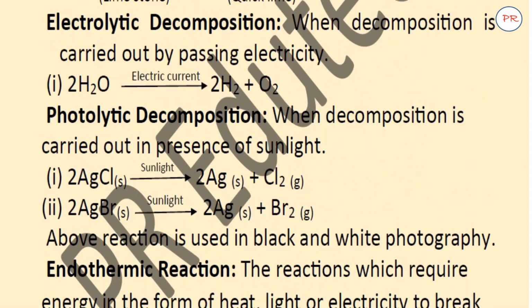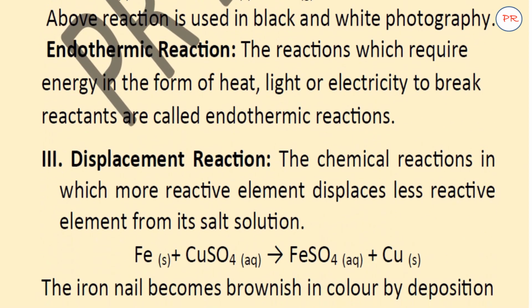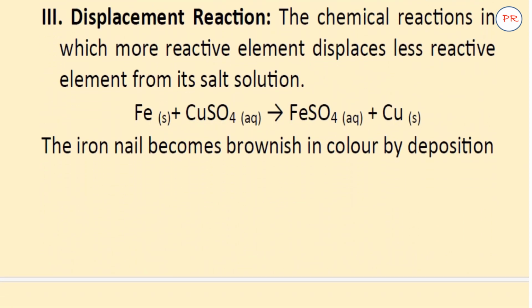The very important thing. Now let us go for the next type of reaction, that is displacement. The chemical reaction in which a more reactive element displaces a less reactive element from its salt solution. देखो क्या important है. The chemical reaction in which a more reactive element displaces a less reactive element from its salt solution.